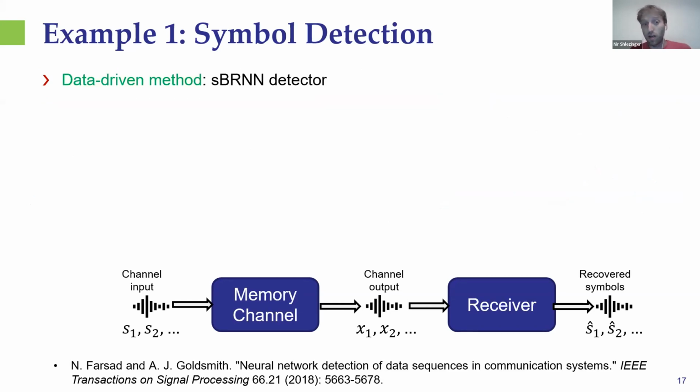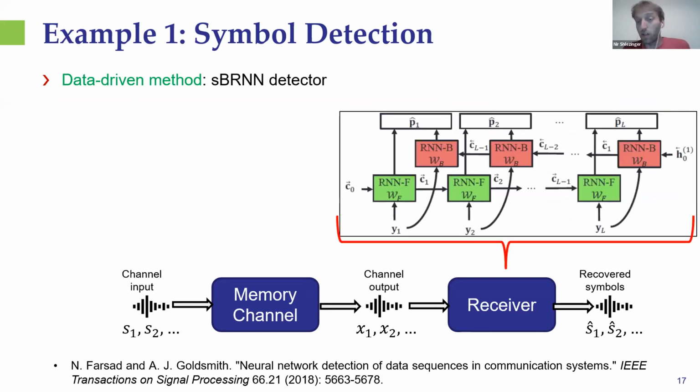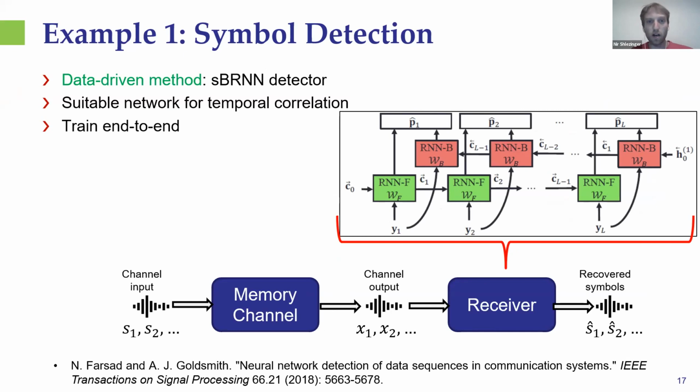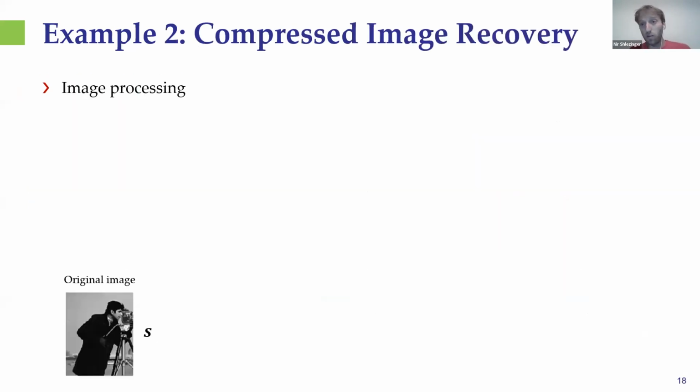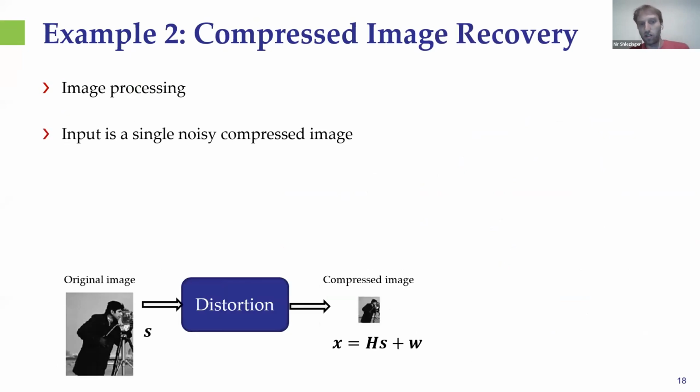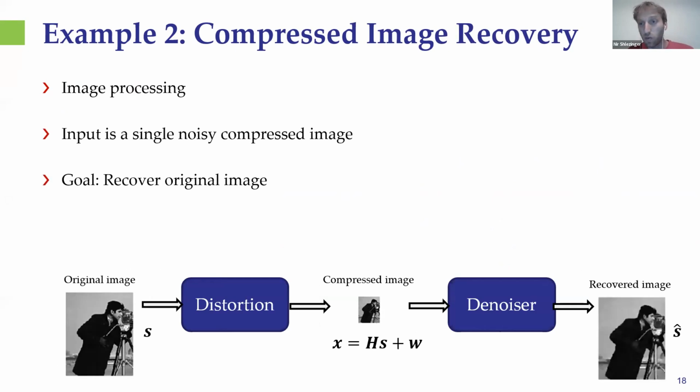A more data-driven approach is the one proposed, let's say, by Farsad and Goldsmith in 2018, which used a bidirectional recurrent neural network, which exploits the fact that there's temporal correlation, and it probably makes sense to have some kind of forward-backward recursion. But once you have formulated this bidirectional recurrent neural network, it's just training end-to-end. You need a lot of data. It's not super interpretable. And these are the two edges of the spectrum for this kind of problem. However, we can also look at more computer vision type problems like compressed images: let's say we have a high resolution image, we observe a low resolution distorted image and we want to recover it.